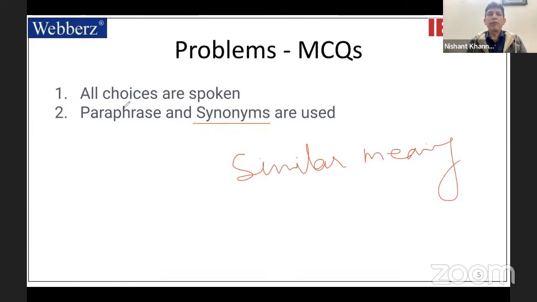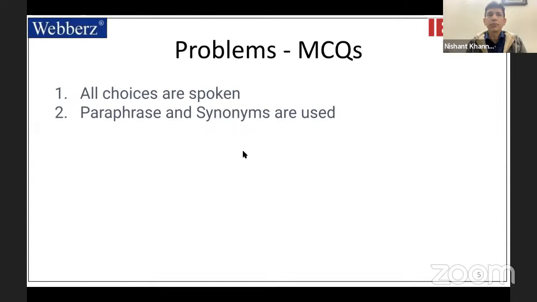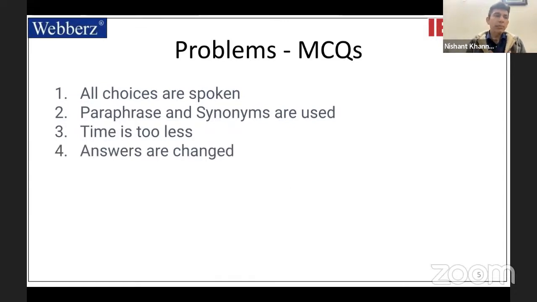Now, what is the meaning of paraphrasing? Paraphrasing means in different words, which means something is spoken and the question written on the question paper has the same sense as what is being spoken, but the wording is different. That is called paraphrasing. Time is too less. That is another problem. Answers keep on getting changed. For example, they say something, they change the answer. Again, they say something, they change the answer.